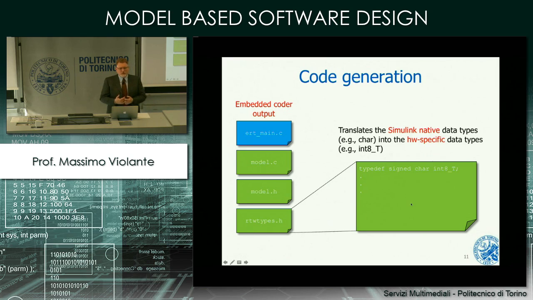rtwtypes.h makes the association. So from now on, when we compile our code, the char data type that is found in the code corresponding to the model will be translated into the hardware-specific integer over 8 bits. Okay?